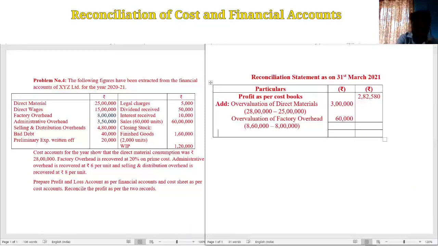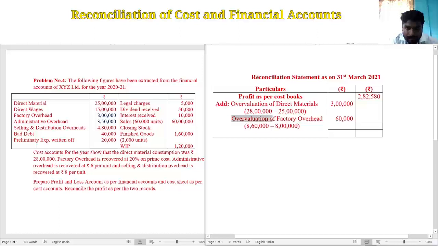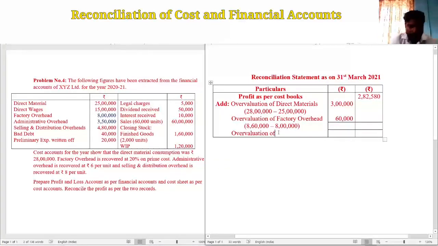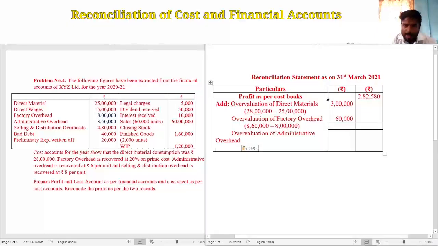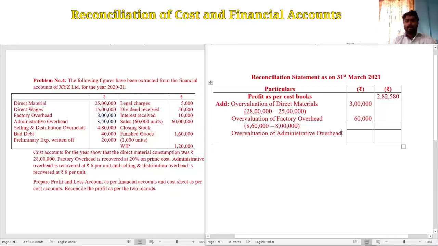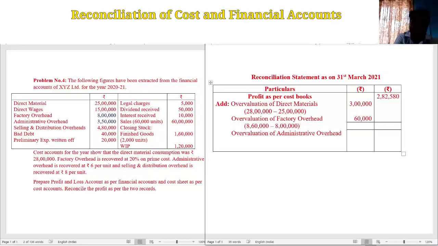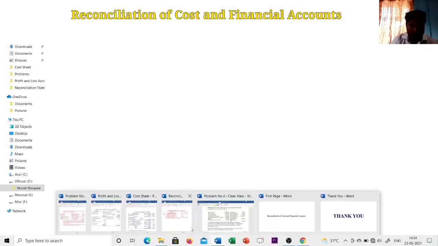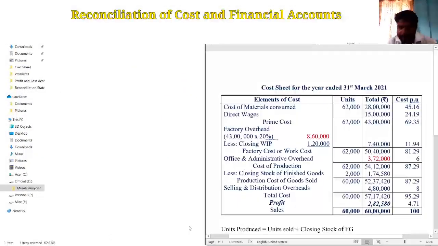Overvaluation of administrative overheads. Okay, how much is it overvalued? It is overvalued by 22,000. How is it 22,000? 3 lakh 72 thousand, that is recorded in costing books.